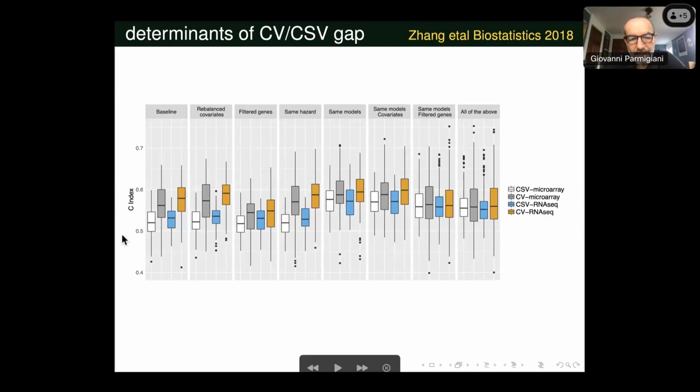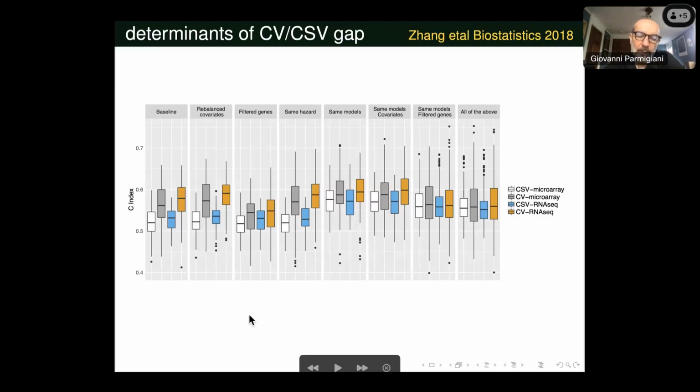The box plot represents the C index over a range of different generated data sets. The black and white are for the microarrays, and the colored ones are for RNA-seq. The comparison is between CV, which is cross-validation within study, and CSV, which is cross-study validation. And you see at the left, in the baseline case, which corresponds to the most realistic scenario in terms of matching the real data, that there's a systematic gap between the cross-validation and the cross-study validation. And so the question is, what do we need to do to remove this gap?